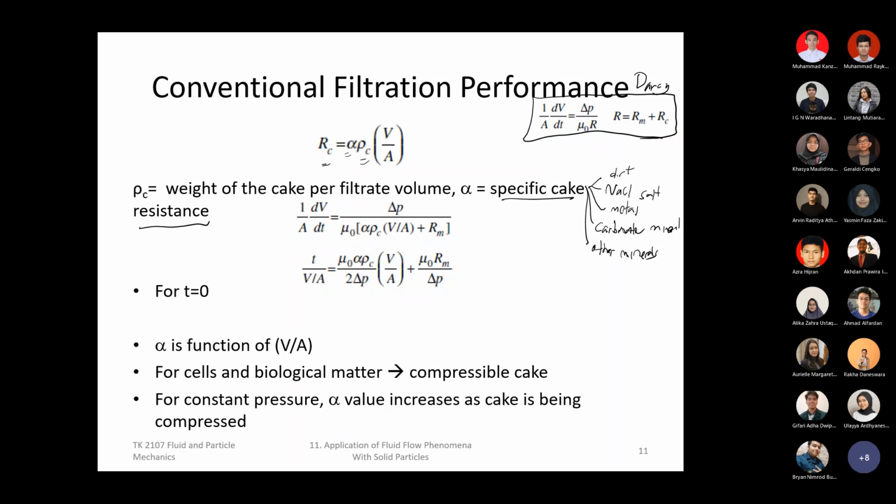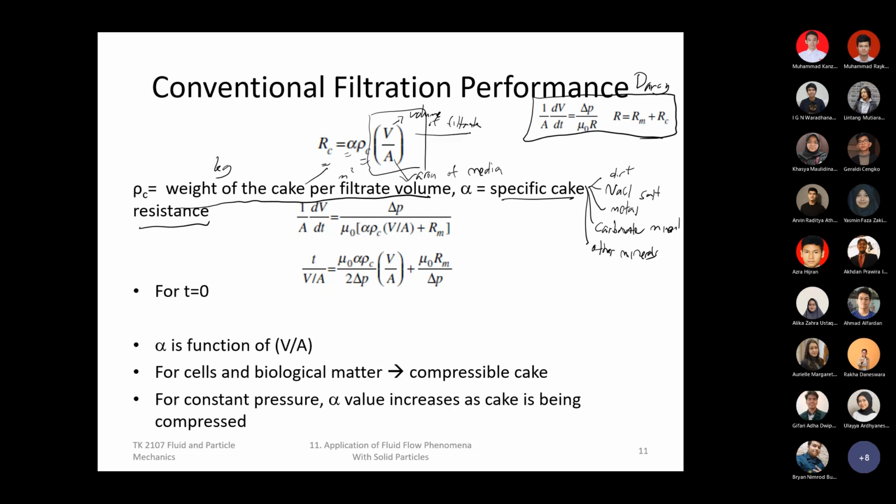And then rho of the cake, the weight of the cake per filtrate volume. So that's a density, kilogram per cubic meter of the filtrate volume, and it's multiplied by V per A, the volume of filtrate per area of the membrane, or media.